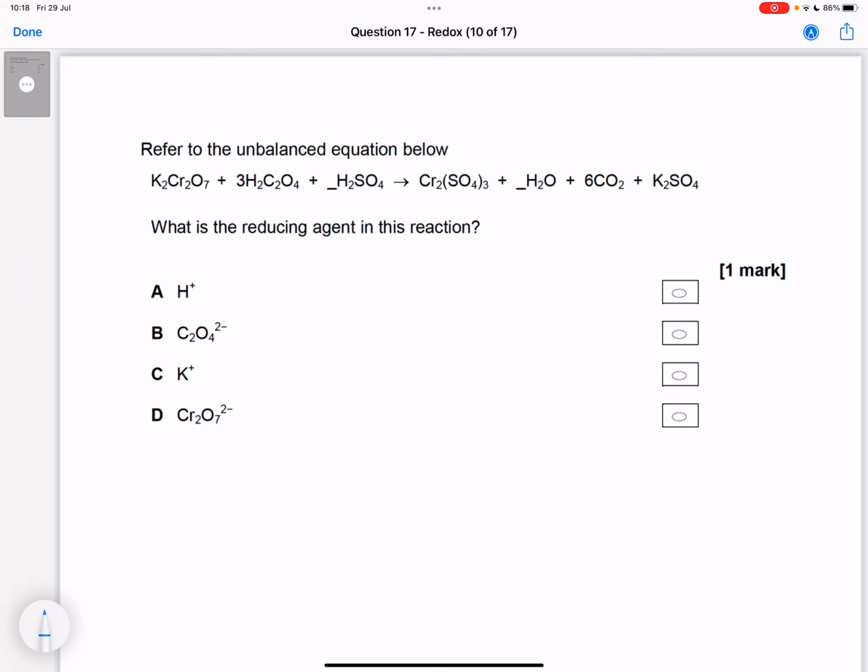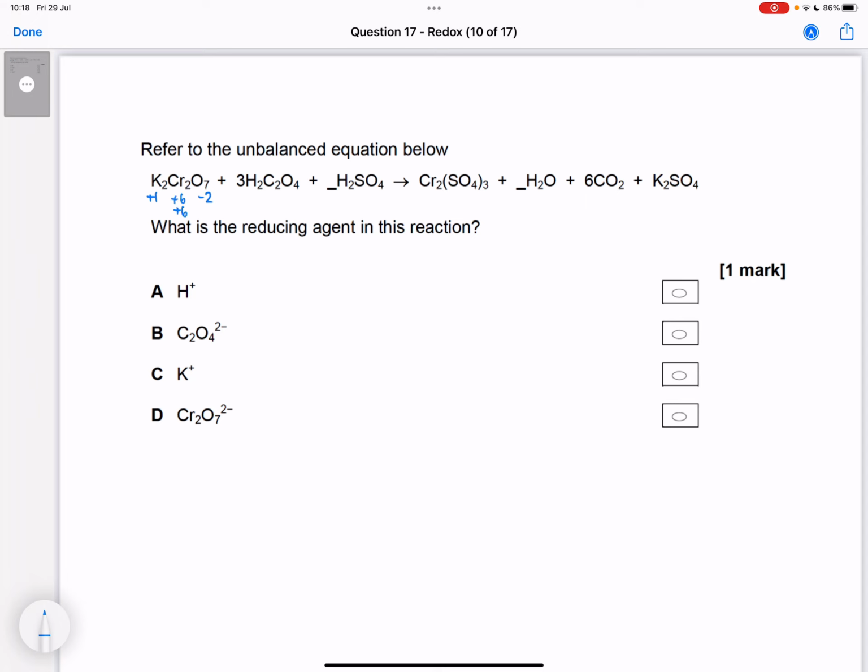So I'm going to have a look. So if every potassium is +1 and every oxygen is -2, then I've got -14 from the oxygens, -12 if you add on the 2 for the potassium. So the 2 chromiums each must be +6.